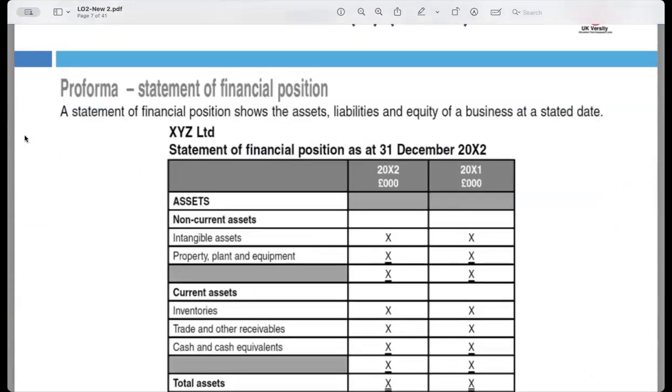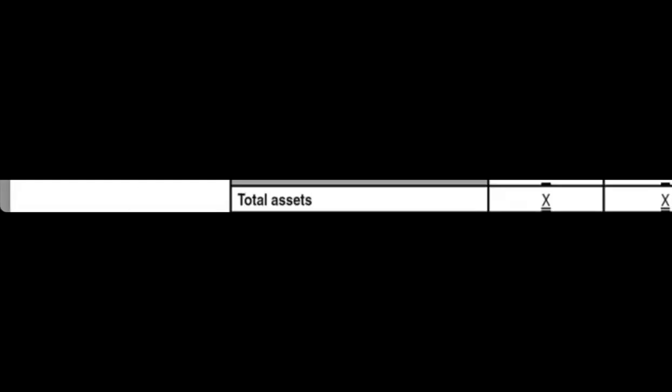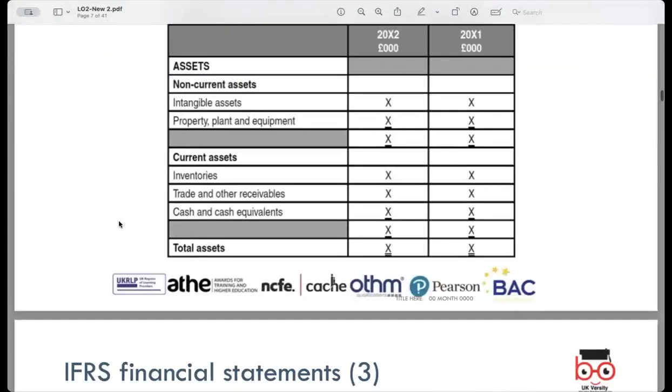The statement of financial position, also known as the balance sheet, is a crucial financial statement that shows the assets, liabilities, and equity of a business at a specific date. It provides a snapshot of the company's financial health and structure. So, XYZ statement of financial position as at 31st December. Assets, where we can write non-current assets, current assets, total assets.